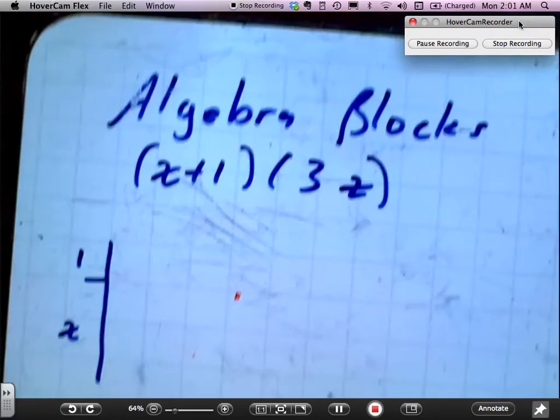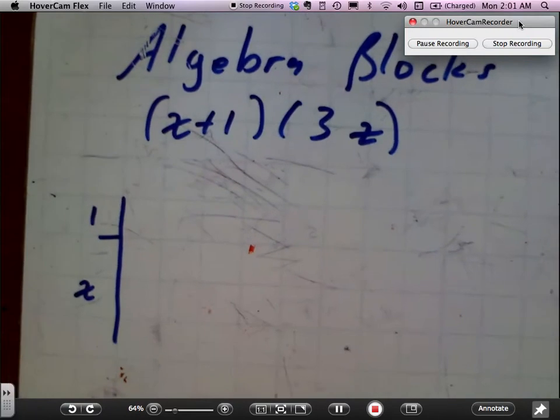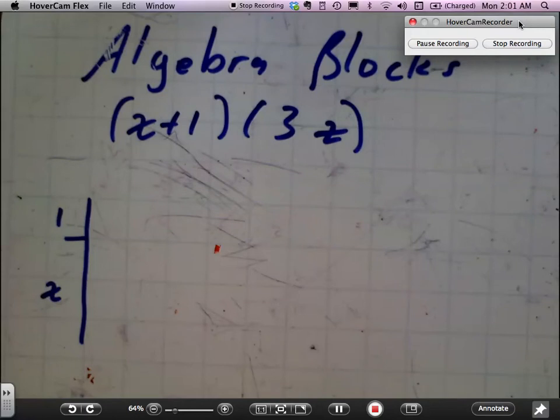Next topic, just a quick little reminder of algebra blocks. Again, algebra blocks seem a little strange. You may or may not have seen them before. But once you play around with them a little bit, they're actually really, really helpful. They represent this whole idea that the multiplication of two numbers is really just a way of finding the area of a rectangle. And when you can put those two ideas together, your understanding of both becomes much stronger.